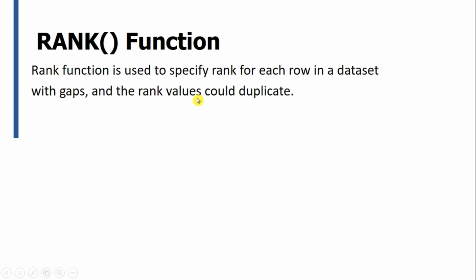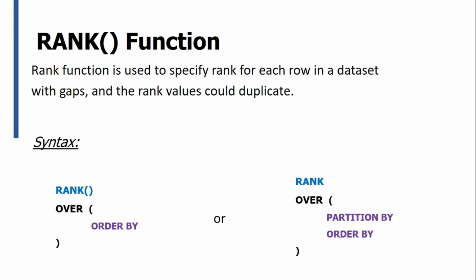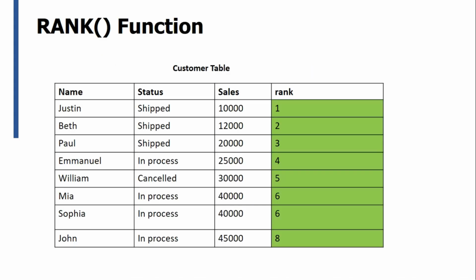So let's look at the syntax on how to write the rank function. Here is the syntax on using the rank function. We use the rank function, we introduce the OVER clause, and using the ORDER BY, just like how we did with the row number, and same thing using PARTITION BY and ORDER BY. So let's look at an example with the same customer table.